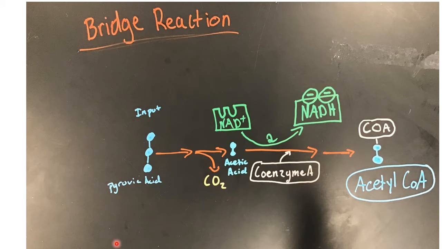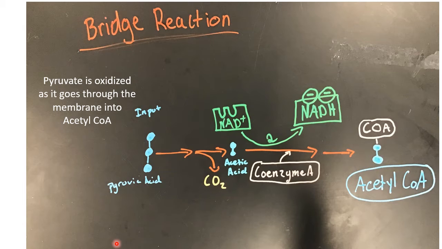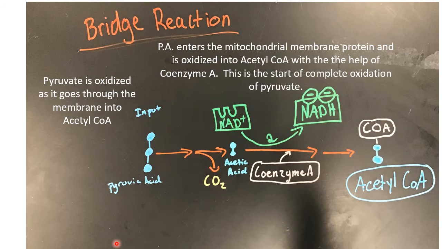So our next step in cellular respiration is the bridge reaction, or pyruvate oxidation. Pyruvate is oxidized as it goes through the membrane into acetyl-CoA. Pyruvic acid enters the mitochondrial membrane protein and is oxidized into acetyl-CoA with the help of coenzyme A. This is the start of complete oxidation of pyruvate. So our molecule of pyruvic acid enters, and when it does so, carbon dioxide is released, and once carbon dioxide is released from pyruvic acid, it becomes acetic acid.